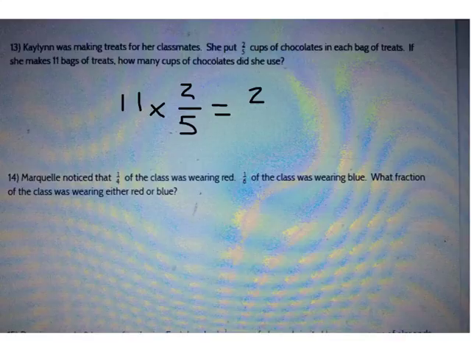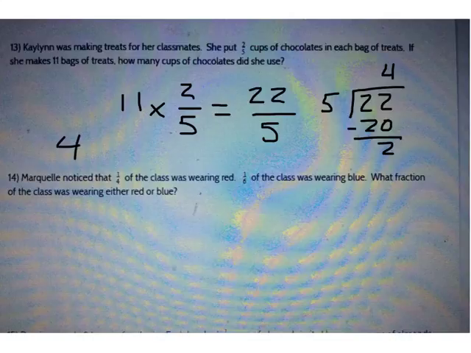11 times 2 is 22, and the denominator is 5. Change that into a mixed number. When I change that into a mixed number, my answer is 4 2/5.